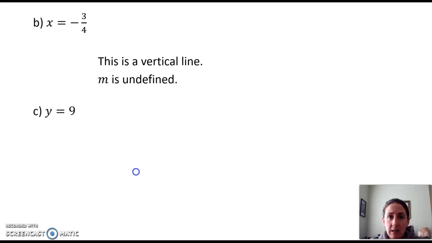y equals 9. There is no slope, right? That's just a horizontal line. We just talked about that, which means you don't rise or run, which means your slope is 0.